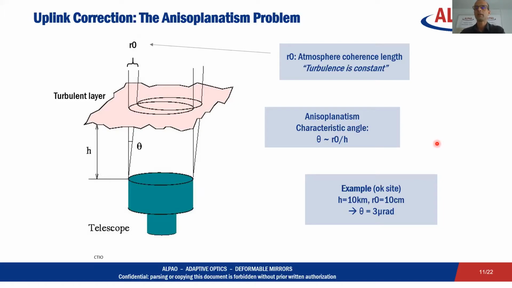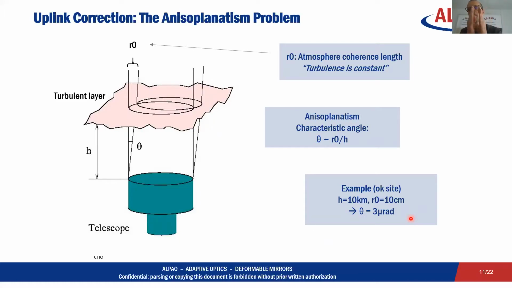And so now let's look at an example for an okay observation site. Not great, okay. So we might have a turbulence layer at a typical height of about 10 kilometers and R0 of 10 centimeters at the observing wavelength. And this leads to an anisoplanatism angle of about 3 microradian. So this is the angle when you look up at the sky in which the atmosphere can be considered constant.